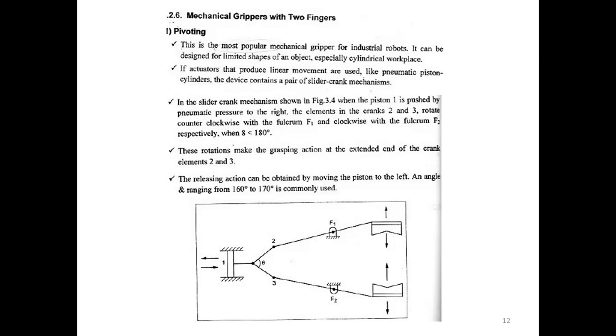When actuators produce linear movement, they are used like pneumatic piston cylinders. The device contains a pair of slider crank mechanisms. In the slider crank mechanism, when the piston shown here is pushed by pneumatic pressure to the right, the crank elements 2 and 3 rotate counterclockwise with fulcrum F1 and clockwise with fulcrum F2 respectively, when it is less than 180 degrees. These rotations make a grasping action at the extended end of the crank elements 2 and 3. Similarly, the releasing action is obtained by moving the piston to the left. An angle ranging from 160 to 170 degrees is commonly used.